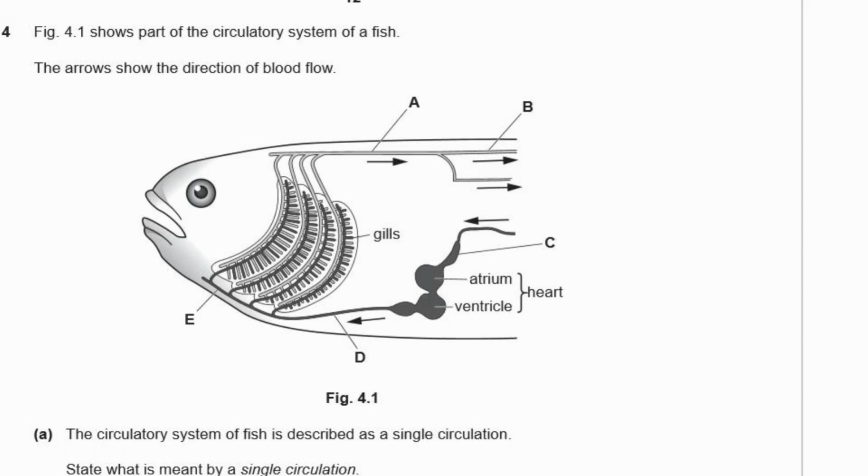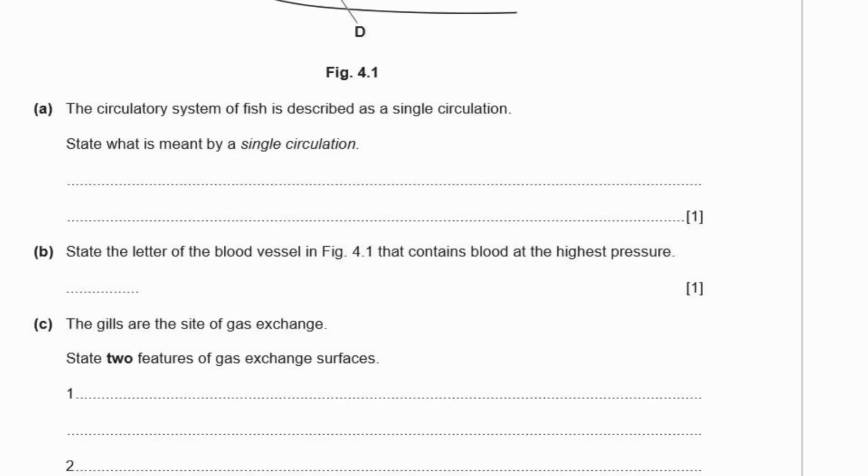The arrows show the direction of blood flow. All right, so we have blood flowing up here through the heart, coming up and going through the gills, then coming back down here to the body. All right. A. The circulatory system of fish is described as a single circulation. State what is meant by a single circulation.